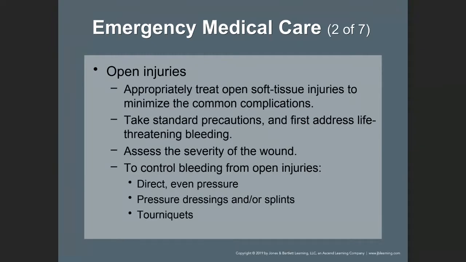Open injuries. Appropriately treat open soft tissue injuries to minimize common complications. Take standard precautions and first address life-threatening bleeding or exsanguinating hemorrhage. Assess the severity of the wound to control bleeding from open injuries. Use direct even pressure, dressings or splints, or use a commercial tourniquet or improvised tourniquet once your protocol allows and it is required.